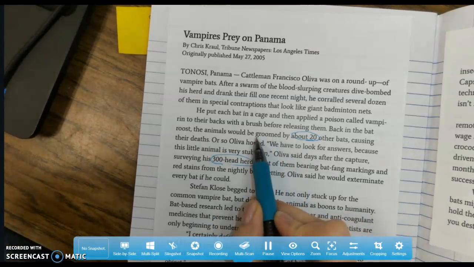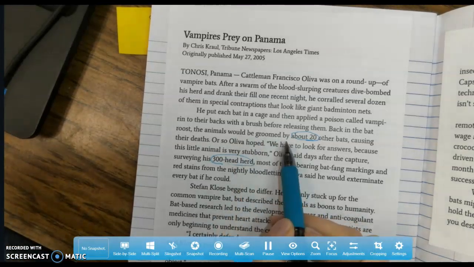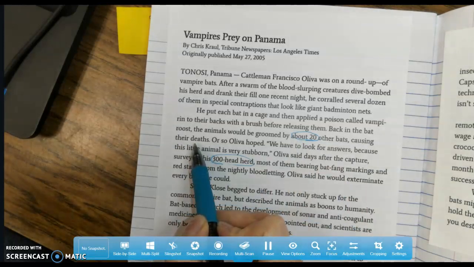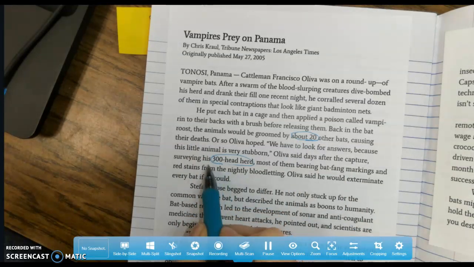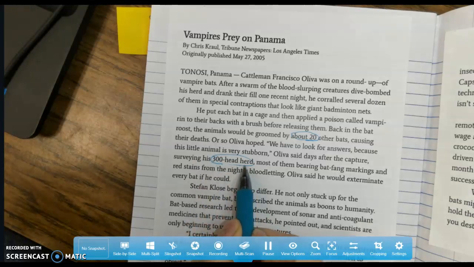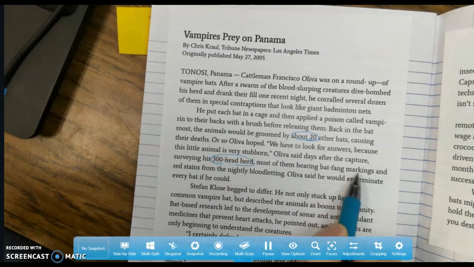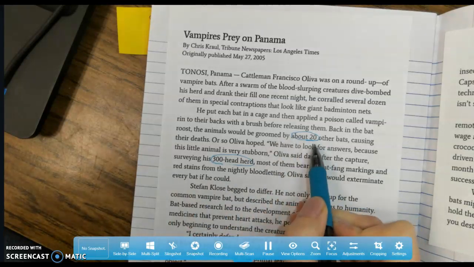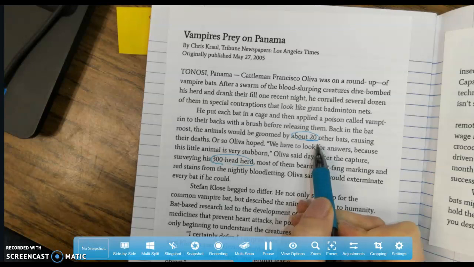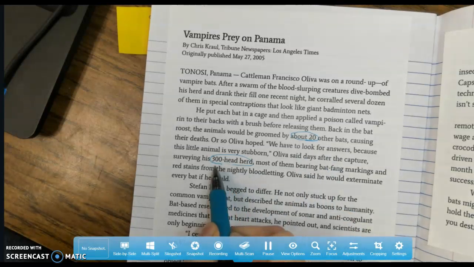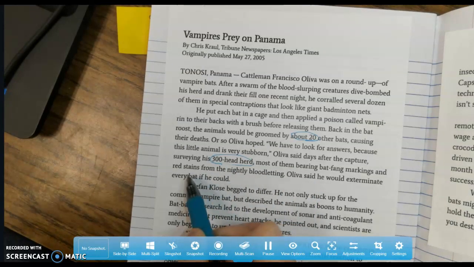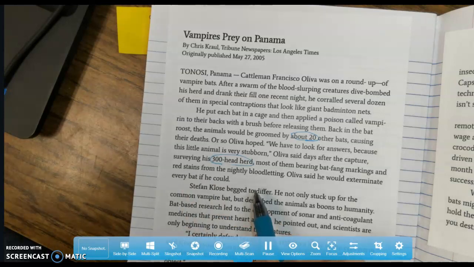So I'm looking, and here they're talking about the animals being groomed by 20 other bats, causing their deaths. And here it talks about a 300 head herd, most of them bearing bat fang markings and red stains from nightly bloodletting. Well, here they're talking about poison that's killing 20 bats. And here they're talking about a 300 herd, which is cattle, so like cows, having bat fang markings and red stains from having their blood drunk.